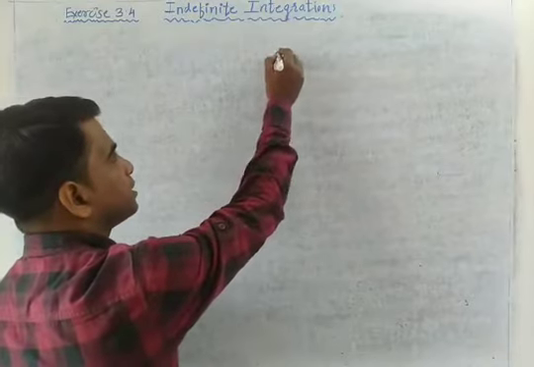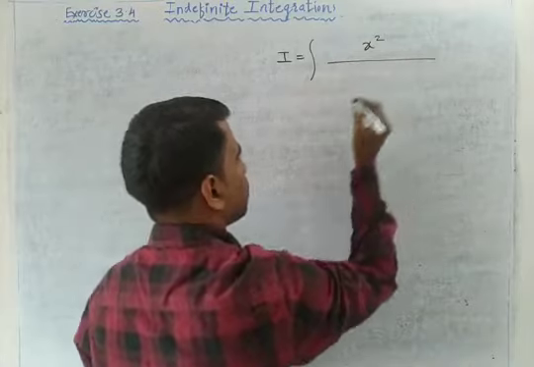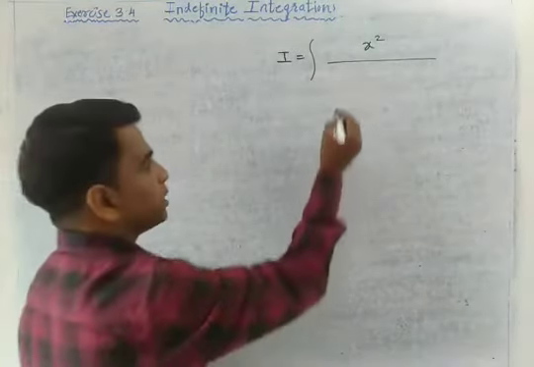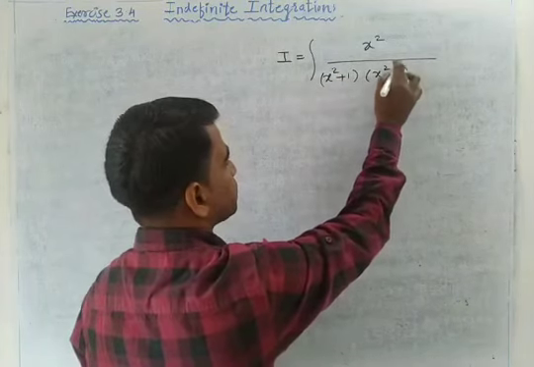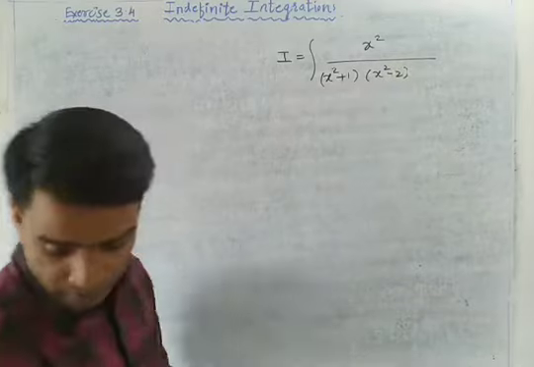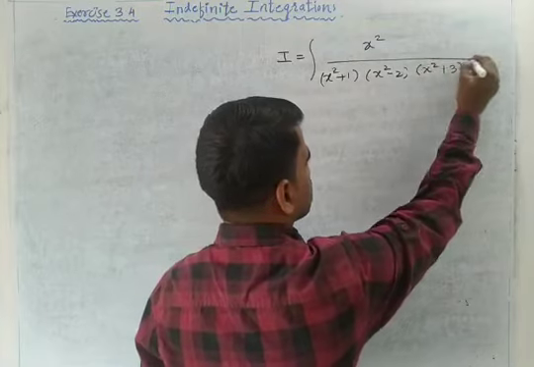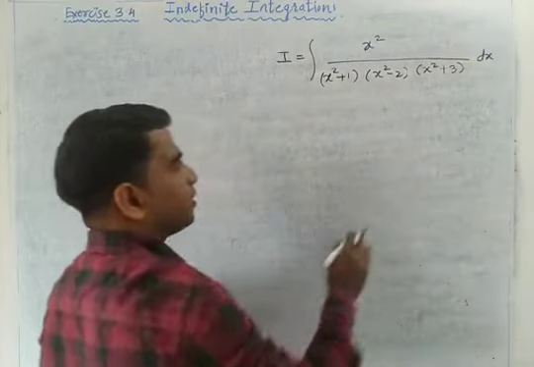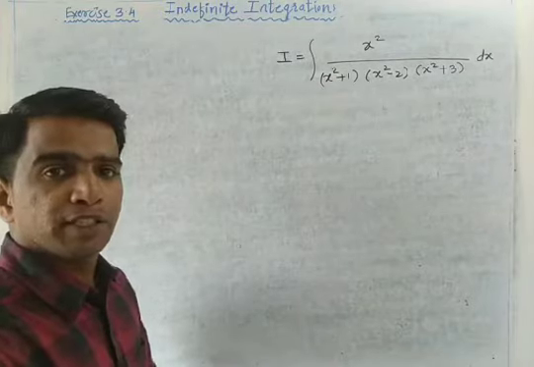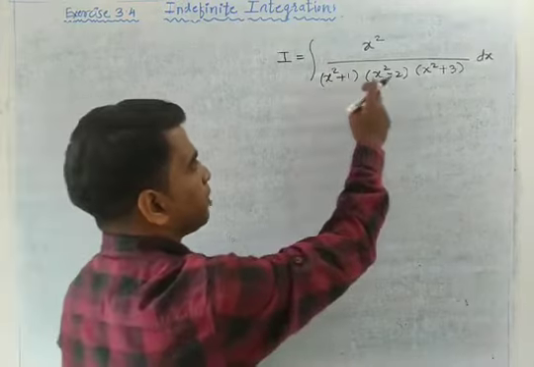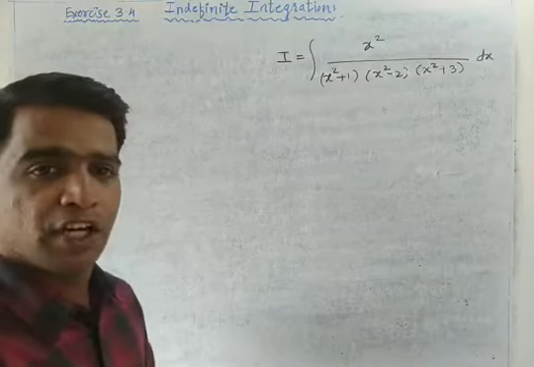So the first example is I equals the integration of x square upon x square plus 1, x square minus 2, x square plus 3, dx. Okay, so if we check, the degree of the numerator is 2, that is, only the x square term exists in the numerator. In the denominator, x square multiplied by x square multiplied by x square becomes x raised to 6. So here the numerator degree is less than the denominator degree.